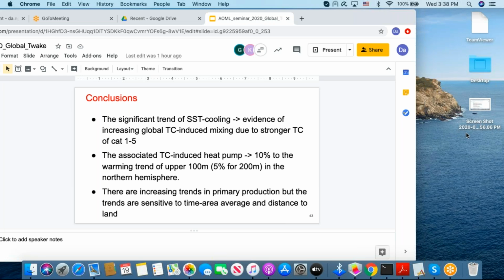Dongmin asked whether there are any other factors affecting the primary production trend, which does not exactly match the SST cooling trend, such as TC-induced precipitation. This is also another possibility that could lead to this. We're still working on this to figure out why there is this difference between the cold wake trend and the chlorophyll trend, and why the chlorophyll trends are sensitive to so many factors. That could be a good reason. Thanks, Dongmin, for the comment.